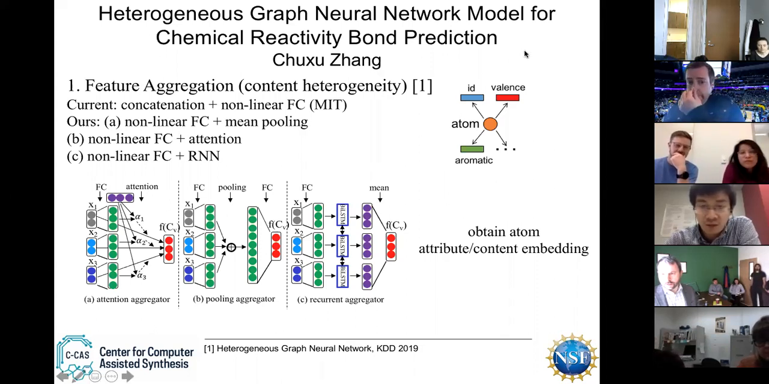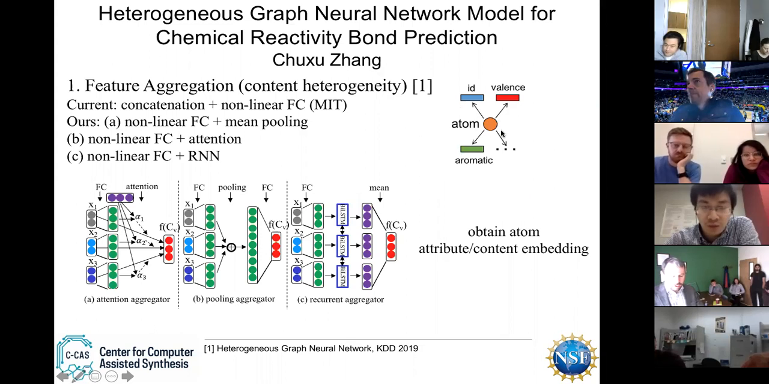When I refer to content heterogeneity, it means, for example, in the figure here, each atom node has different types of attributes, like an ID attribute, a valence attribute, and various other attributes. So how to aggregate these different types of features or attributes to get the attribute embedding, or the content embedding, of an atom node in the molecular graph is the first challenge.